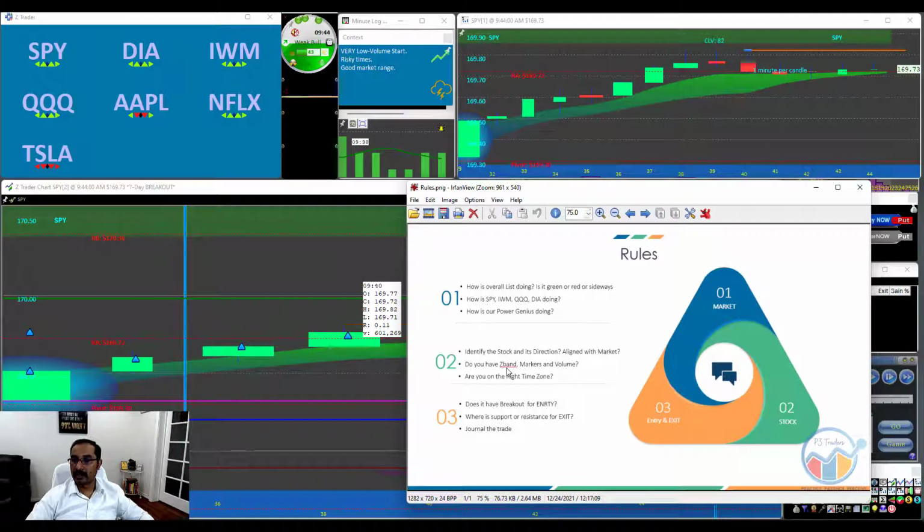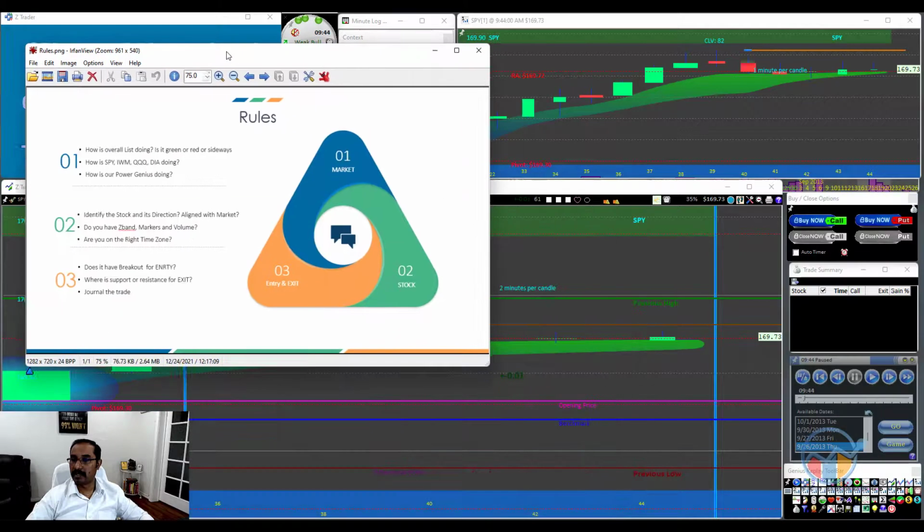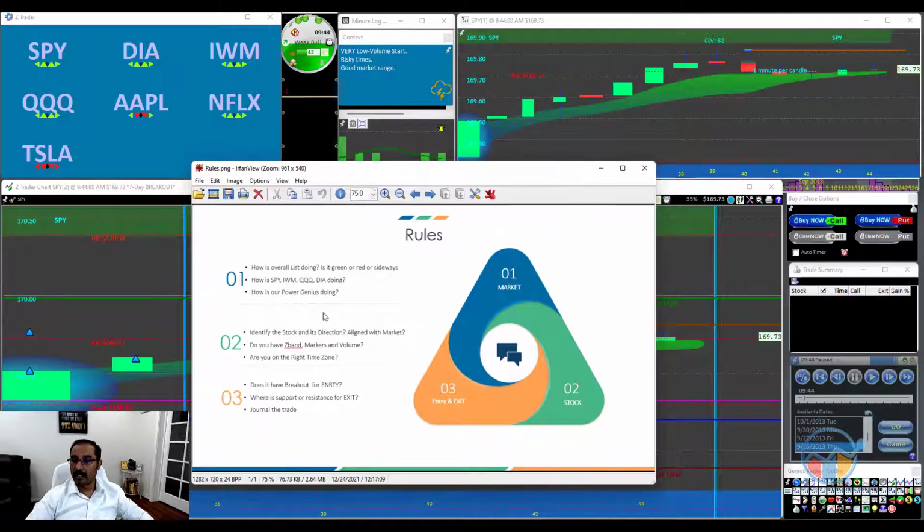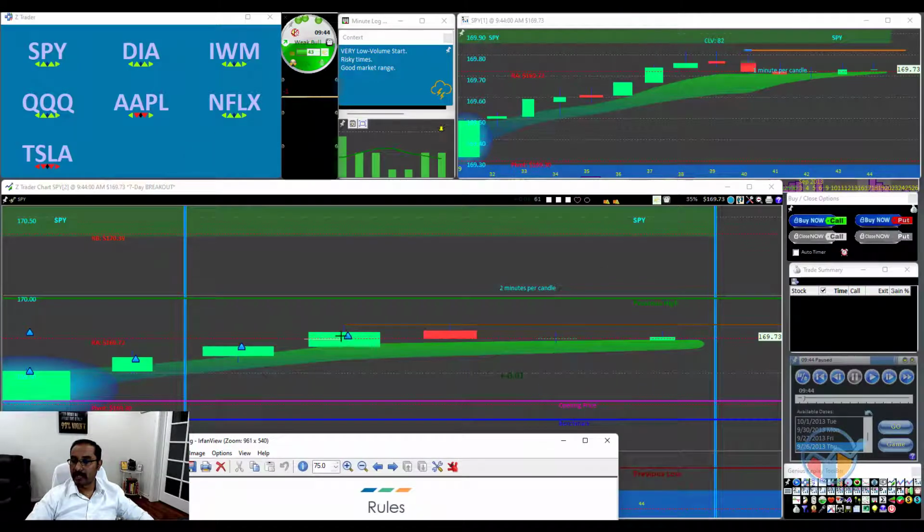The same thing, do you have the Z band, markers and volume? What that means is the Z band is nothing but this band coming all the way. You will get a red Z band or a green Z band based on how the individual stock is doing. And then the markers are nothing but this triangle, square and circle. Once you get these different markers, that is three different independent algorithms running to tell you, hey, there is some alignment happening for that particular stock at that particular moment.